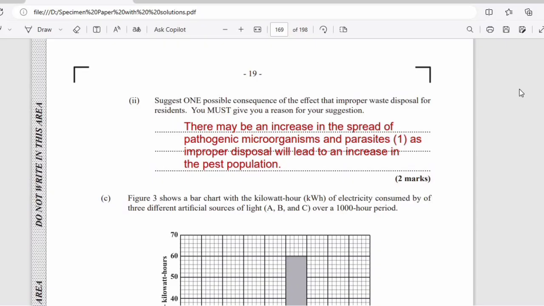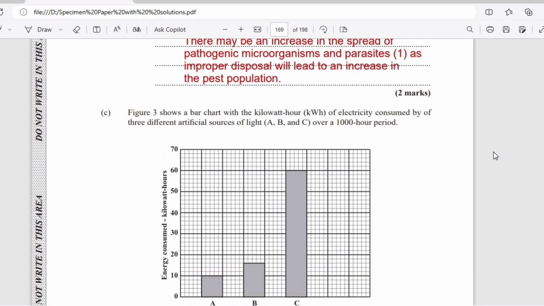The next part of the question says, suggest one possible consequence of the effect that improper waste disposal for residents. You must give a reason for your suggestion. Now, there may be an increase in the spread of pathogenic microorganisms and parasites, as improper disposal will lead to an increase in the pest population. So when we don't get rid of our waste properly, we stand the risk of inviting rodents and other small creatures into our spaces, right? And they can lead to disease, etc.